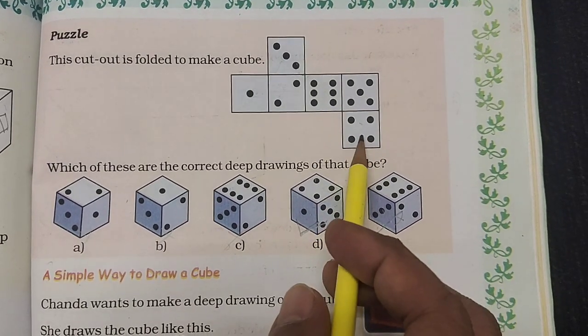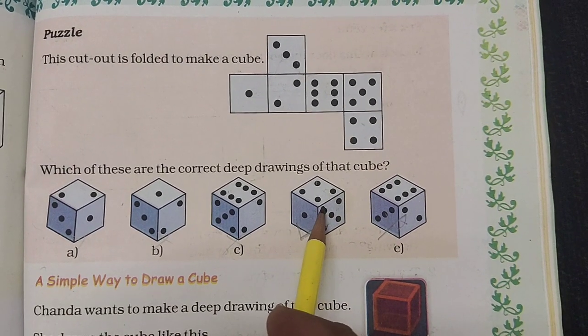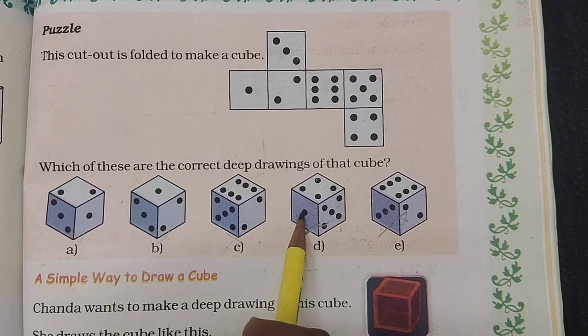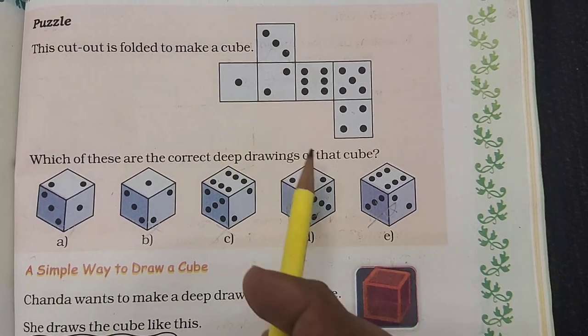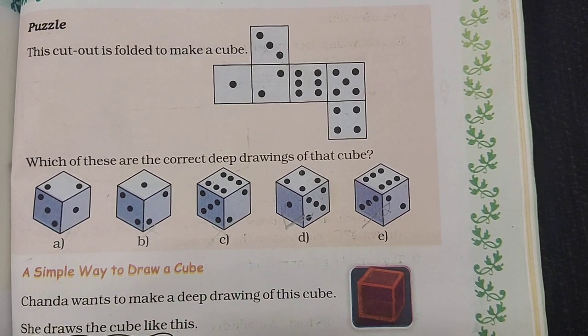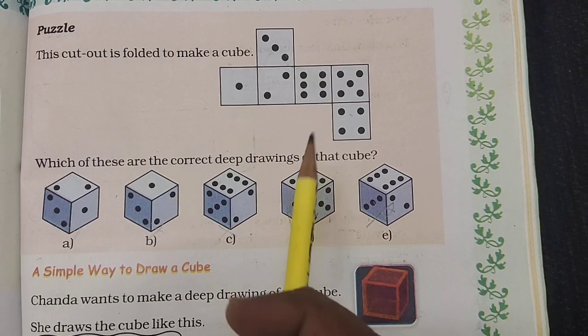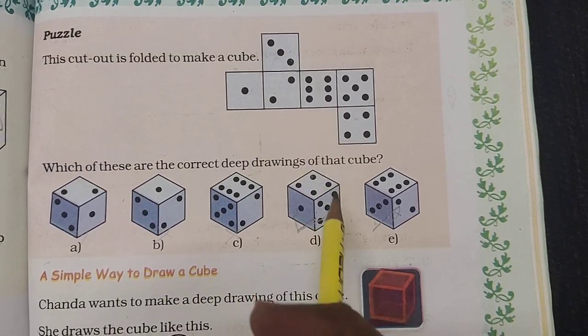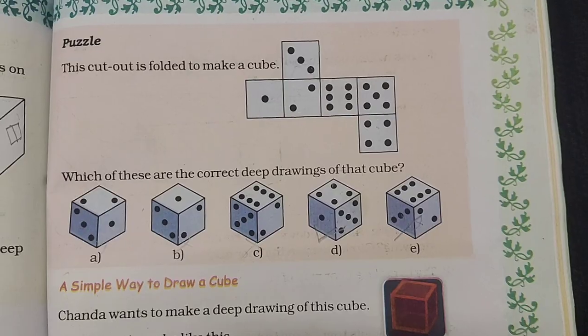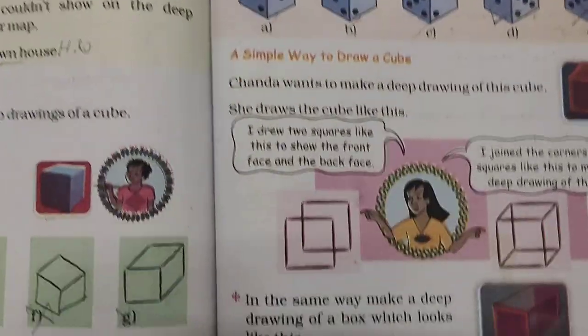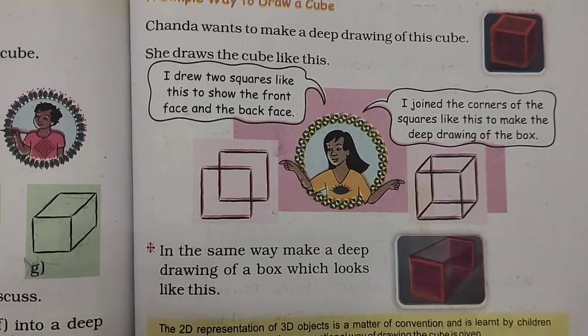The 4 is on the top and 5 is on the side. 1 is also on the side. After 5 you can see that 1 will come, isn't it? So 1 is also on the side. So according to this cutout, this cube is correct. Correct, students? Okay. Now, next part.